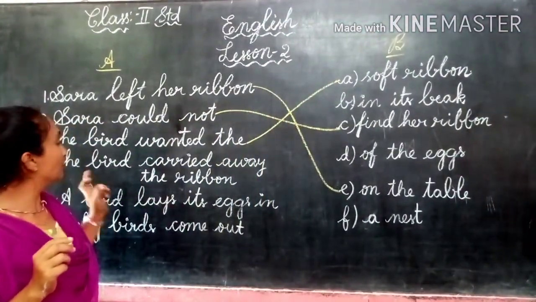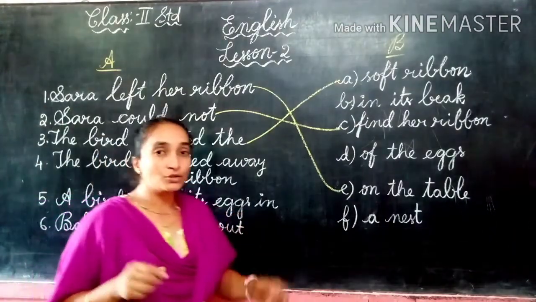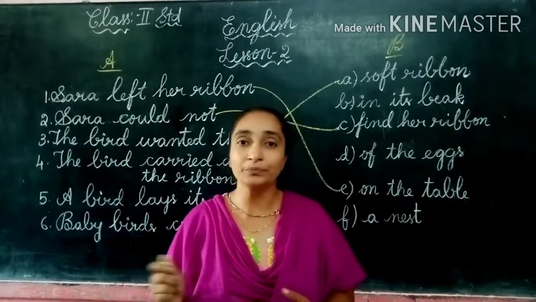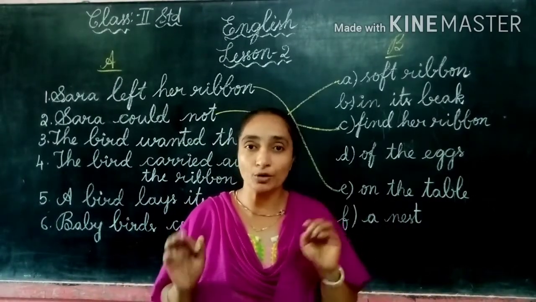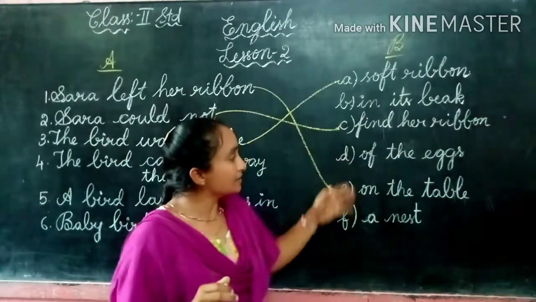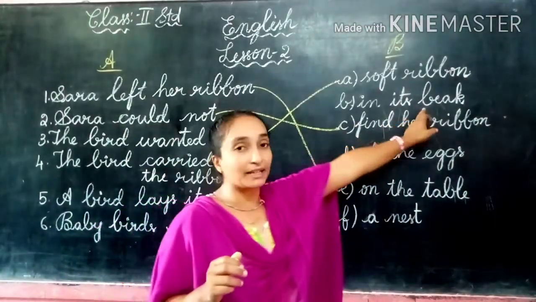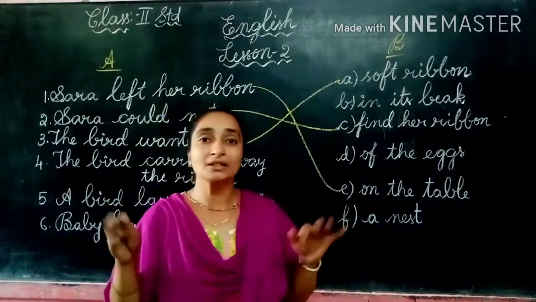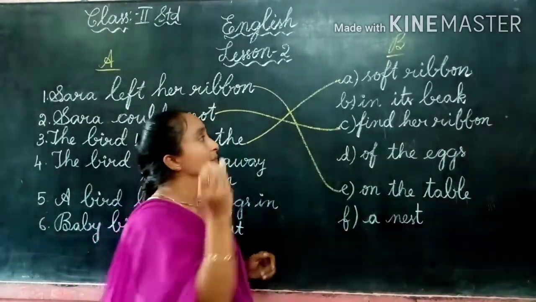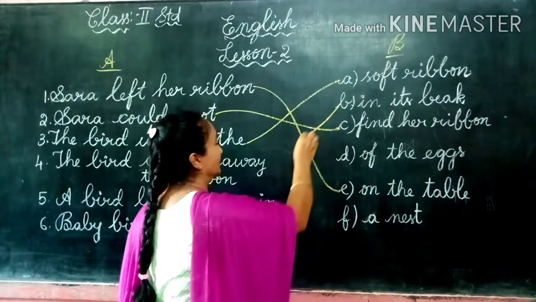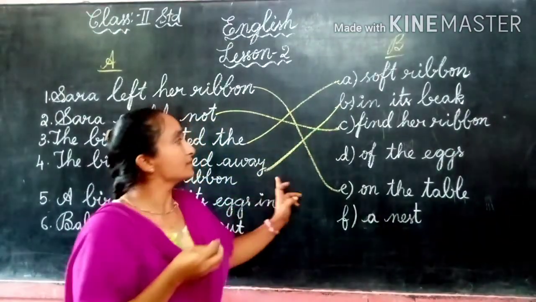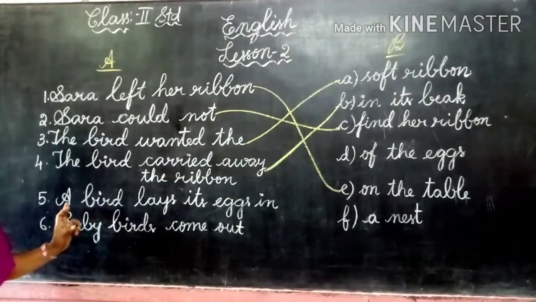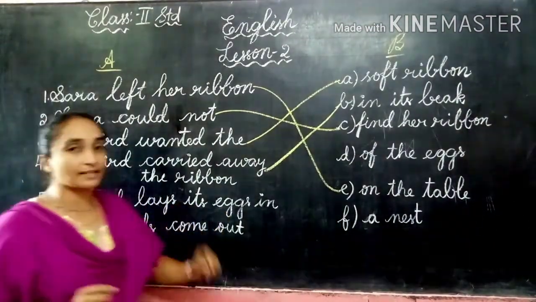Next, the fourth one. The bird carried away the ribbon. How does the bird carry it? Does it have hands to take it away? No. So with its beak only it will carry. So where will the answer be? Yes, in its beak. The bird carried away the ribbon in its beak. This is the answer.